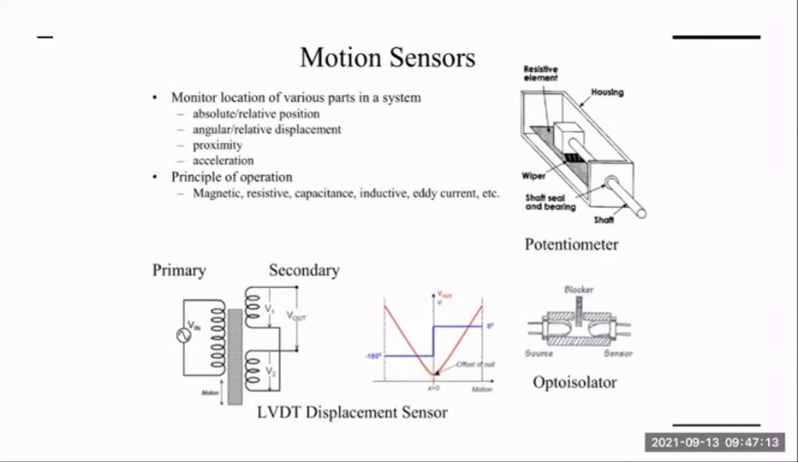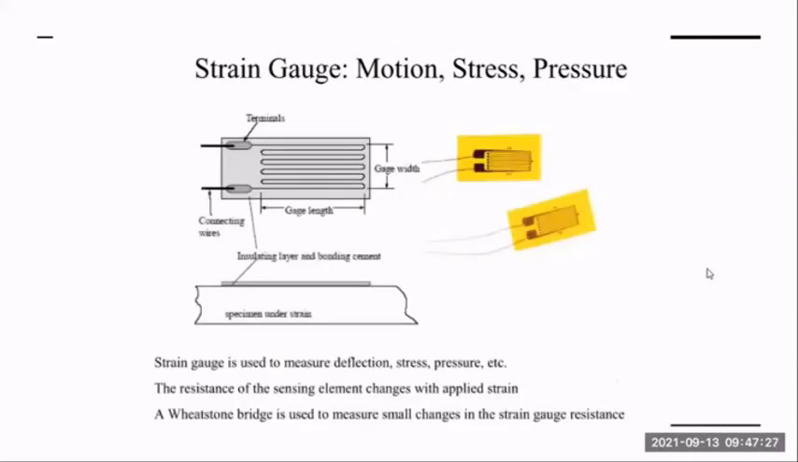Then we have other principles of operation. We have magnetic, resistive, capacitance, inductive. Okay, so this will be explained better if we explain it through the sensor itself. So let's proceed. So strain gauge: motion, stress, or pressure.